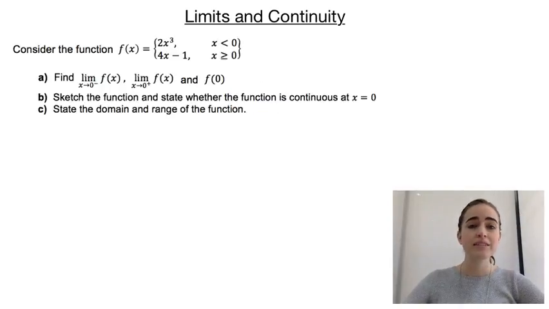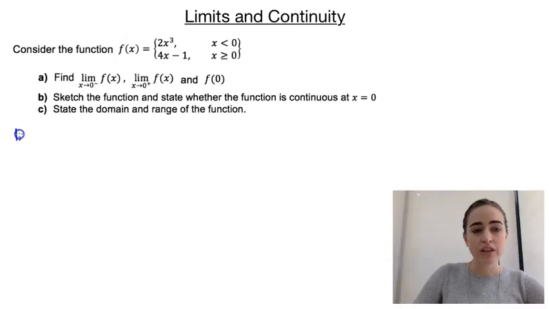So our example asks us to consider the function f of x equals 2x cubed when x is less than 0 and 4x minus 1 when x is greater than or equal to 0. So part A asks us to find these two limits and the value of f of 0. So we'll go through and do that.